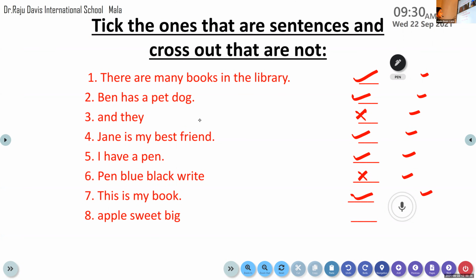Now the last question is: a apple sweet big. Is it a sentence? No. We have to do so. If your answer is 8 out of 8, what do we have to do? You self-assess your work, put 8 out of 8, and let me see your marks.